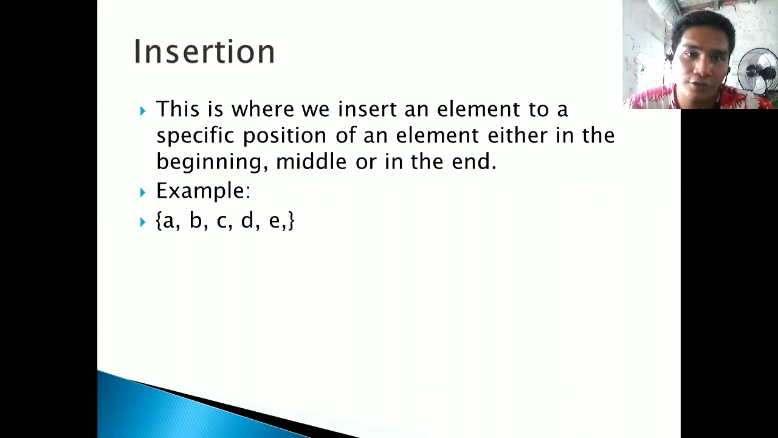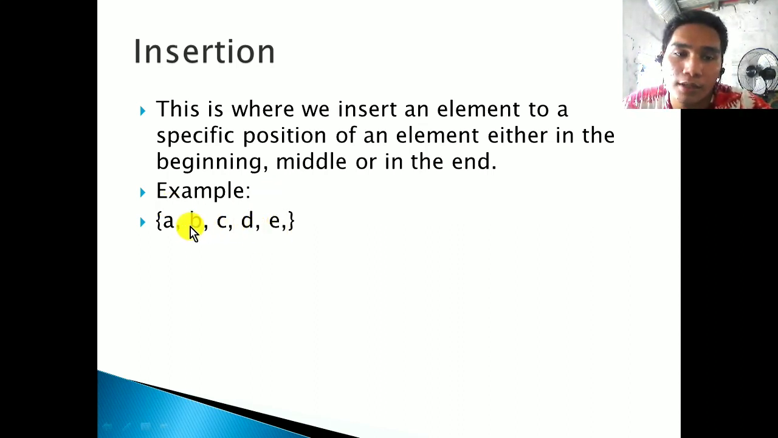Next is insertion. This is where we insert an element at a specific position, either in the beginning, middle, or end. Example, I have a given of A, B, C, D, and E. Let's say I want to insert letter Z between B and C. The output will be A, B, Z, C, D, and E. That's what we call insertion. Another example is I want to insert letter G, as in games, between D and E.